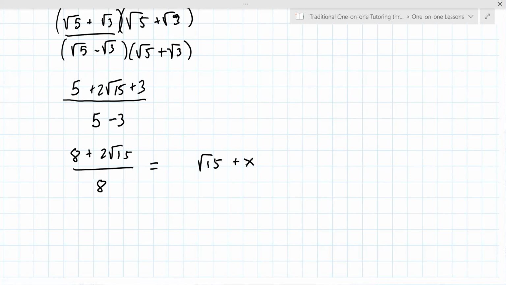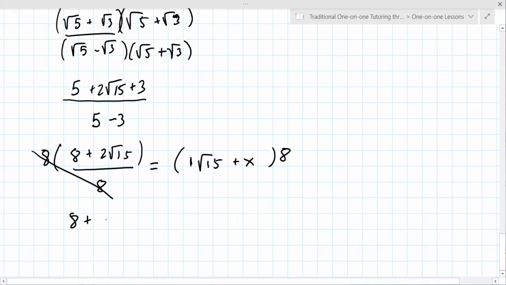So if I multiply both sides by, well, okay, how do I get a 1? See how this just has a 1 there for that? Let me just multiply both sides by 8. That'll be clear. So now those cancel. 8 plus 2 square root 15 equals 8 square root 15 plus 8x. Okay, and we're really close here, but these need to match.